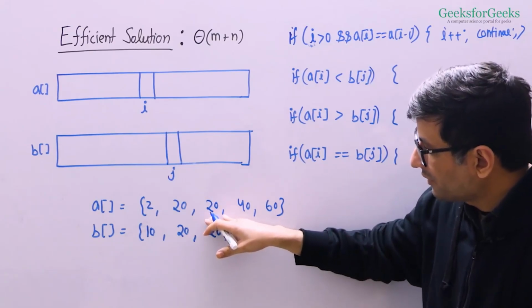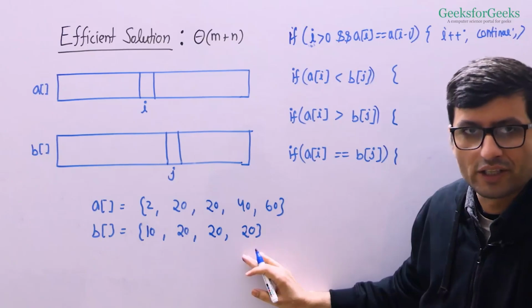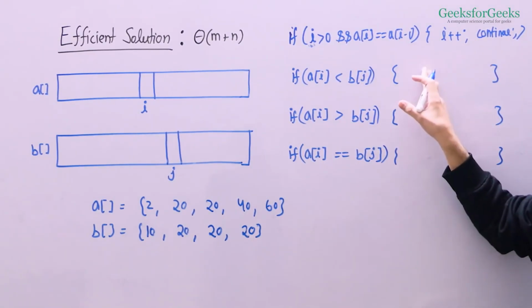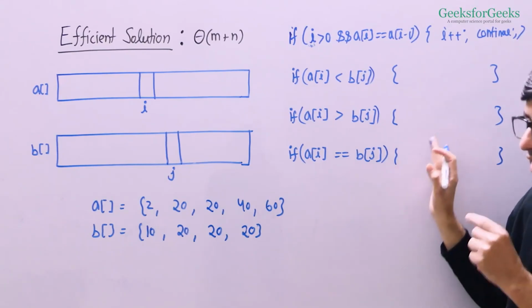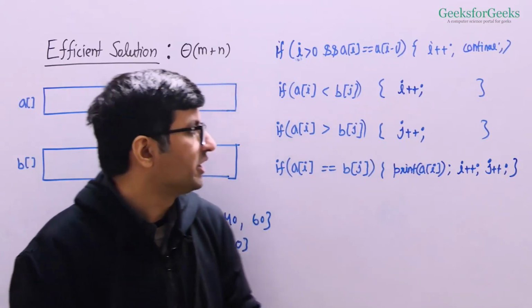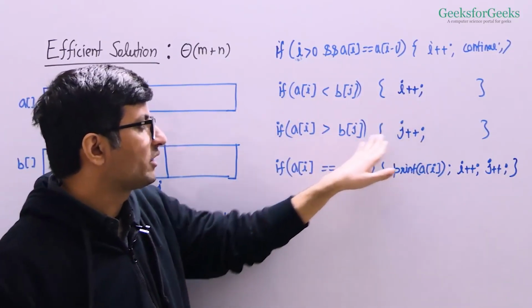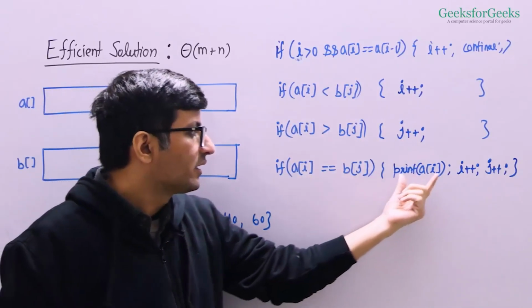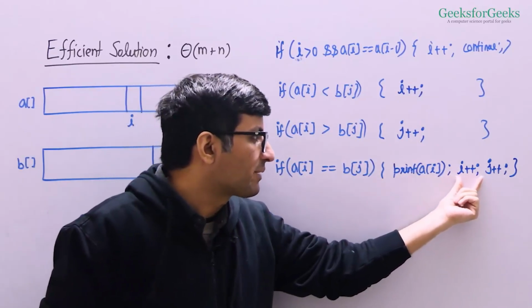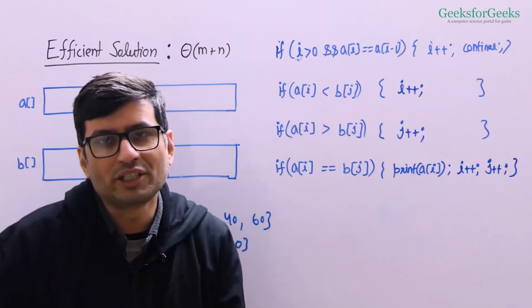Now after doing this check and then these three checks, we will be able to print all the intersection elements or common elements. Now please pause this video and try to fill the conditions here and write down the complete code yourself. So here are the things we will write in these conditions. If ai is smaller, we'll do i plus plus. If bj is smaller, then we'll do j plus plus. If they are the same, then we'll print ai or bj, you can print any of them, and we'll do i plus plus and j plus plus.